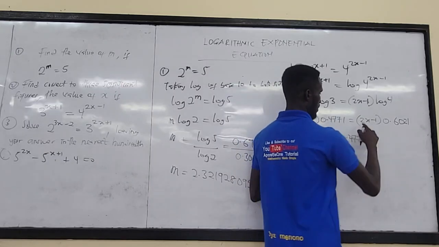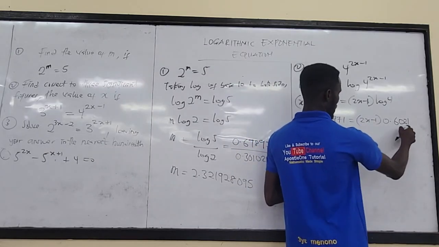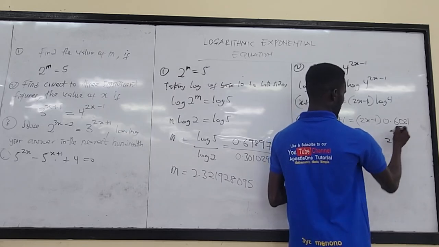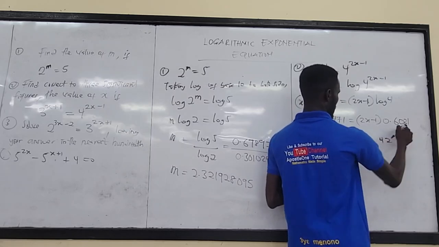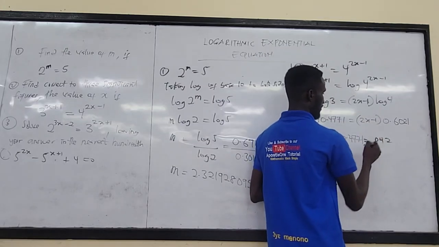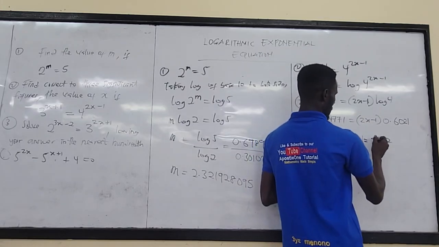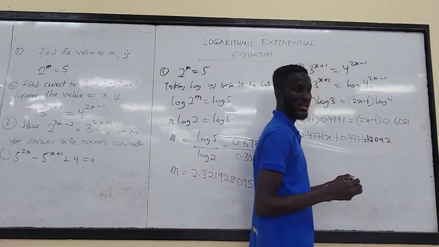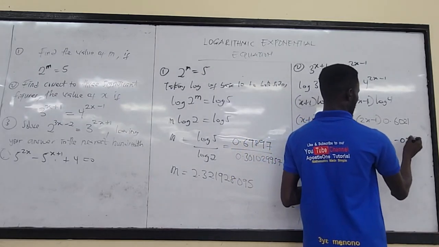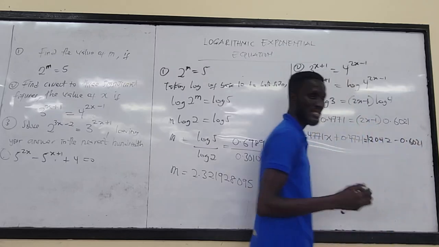Now this one will give us what? 2 times this will give us what? 2 times this one will give us 2, 2 times this one will give us 4, 2 times this one will give us 0, 2 times this will give us 12. So this one will give us 1.2024. Now minus 0.6021. Now you see how the thing is.